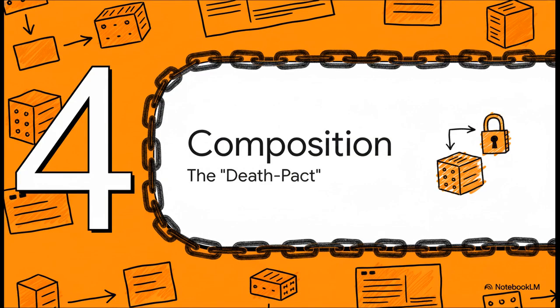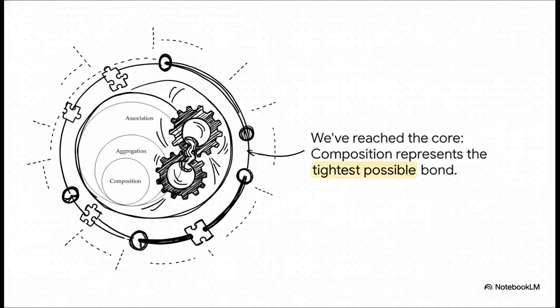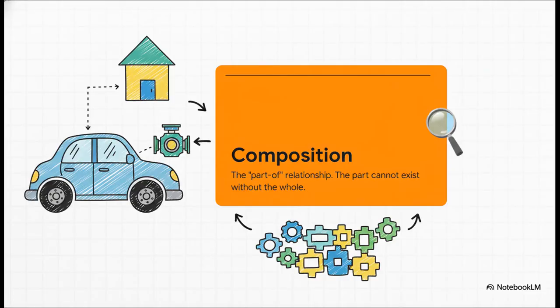And now for the final and strongest, most restrictive relationship of them all, I like to call it the death pact. This is composition. We've made it to the very core of our map. Composition. This is the tightest bond possible. It's an even more specialized form of aggregation, where the two objects are basically inseparable. This is the true part-of relationship. The part is absolutely essential to the whole. It has no meaning, no existence on its own. Its entire life is managed by the whole.